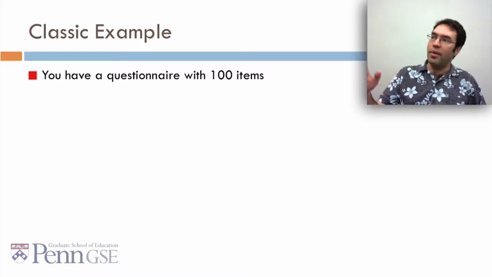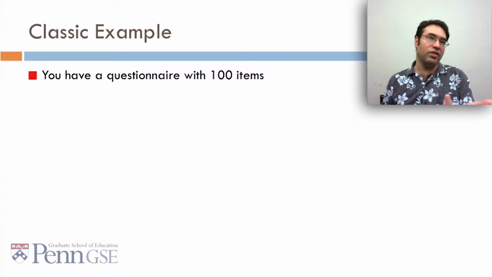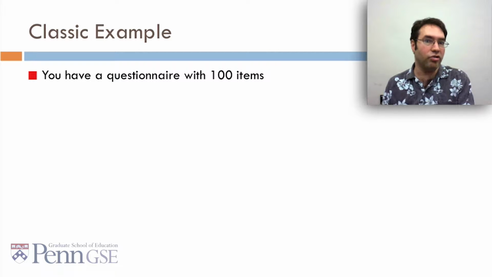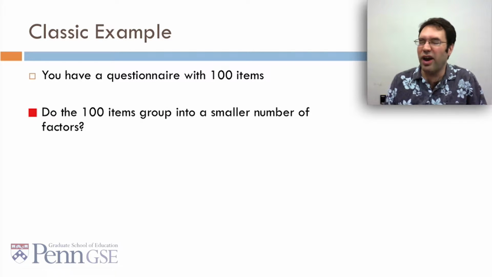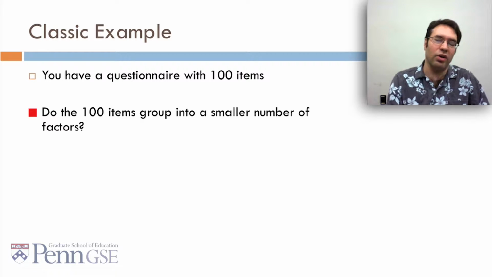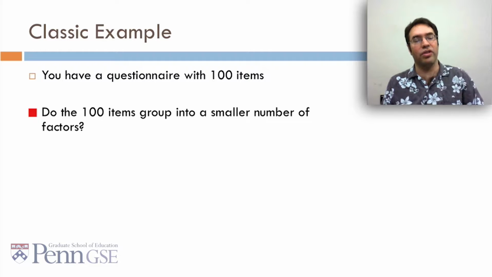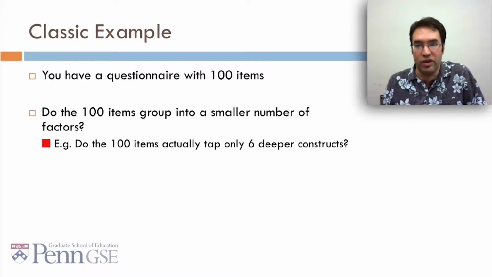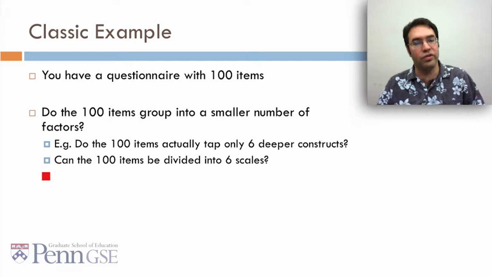So let's talk about a couple examples of how you might use factor analysis in educational data. The classic example, the one where factor analysis came from 90 years ago, is that you have a questionnaire with 100 items. And you want to say, do the 100 items group into a smaller number of factors? For example, you have a test with 100 items, and you want to say, are there actually kind of 6 topics on this test? Do the 100 items actually tap only 6 deeper constructs? Can the 100 items be divided into 6 scales?